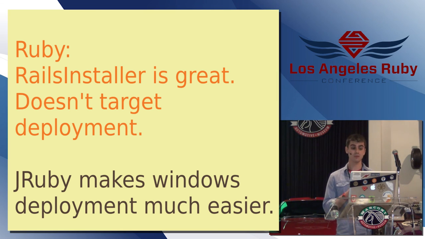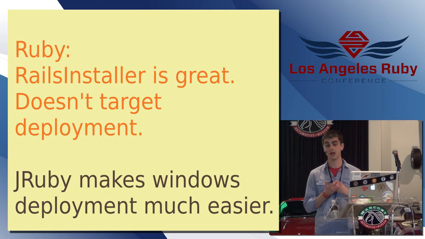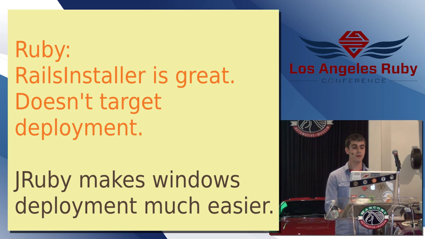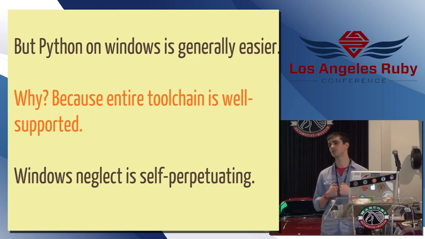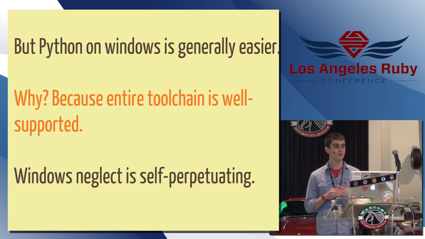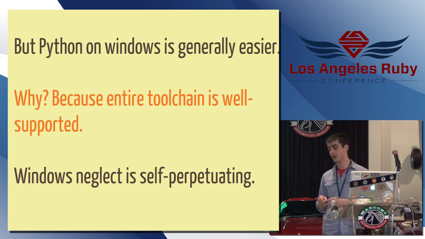JRuby definitely makes deployment much easier. Things like TorqueBox, I think, have made things go a long way. But I would still say that Python on Windows is generally easier. And I don't think this is just because of the language. I think it's because the entire tool chain is well supported. If I want to deploy a Django application, for example, on Windows, I know that Python will work well and Django will work well, yes, but also any other libraries, like an image processing library or my database adapter, are all going to be well supported on Windows.